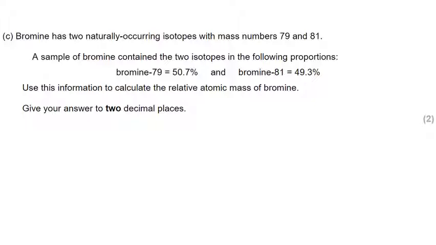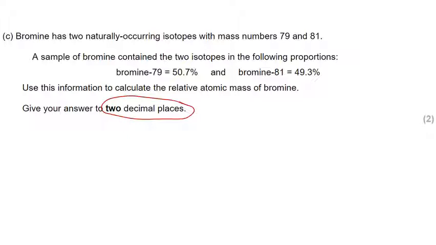Okay, so bromine has two naturally occurring isotopes with mass numbers 79 and 81. So they have the same number of protons, but different numbers of neutrons, and bromine 81 has 2 more neutrons than bromine 79. So let's use this information to calculate the relative atomic mass of bromine. Give your answer to 2 decimal places. You have to do that to get your mark. You have to follow what the exam wants you to do, or you may not get the mark. In most cases you don't, but sometimes you will, so I wouldn't take the risk.